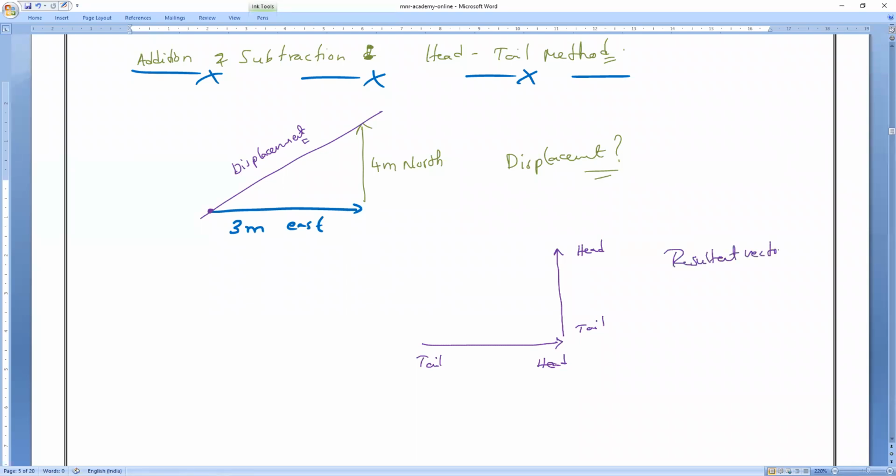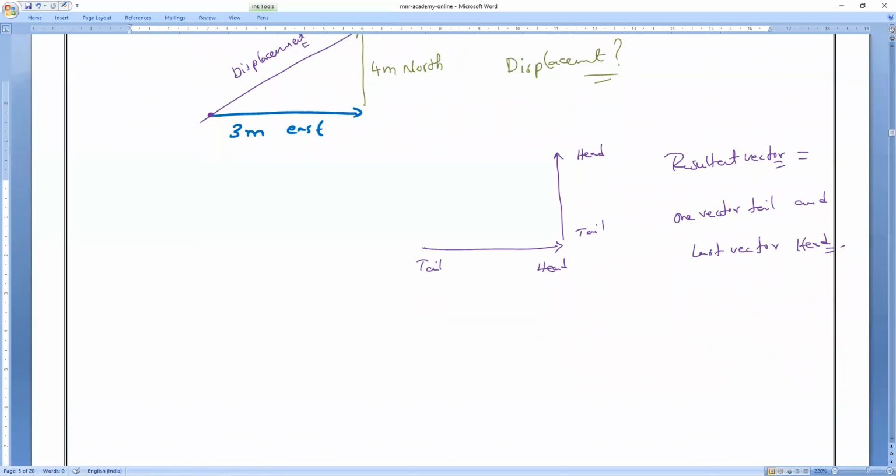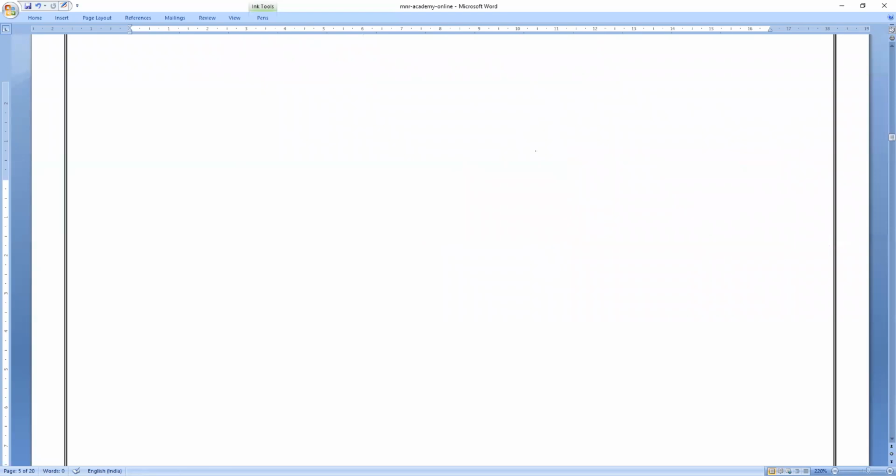Resultant vector, if you have noticed, all of you: one vector's tail and the last vector's what? The resultant vector is equal to the first vector's tail and the last vector's head. If there are more vectors, then the last vector only. Understand, Rudreswa? Yes, sir. So I will join the first vector tail and the last vector head. So that is the resultant vector. Is it okay, guys? Everybody? Yes, please.